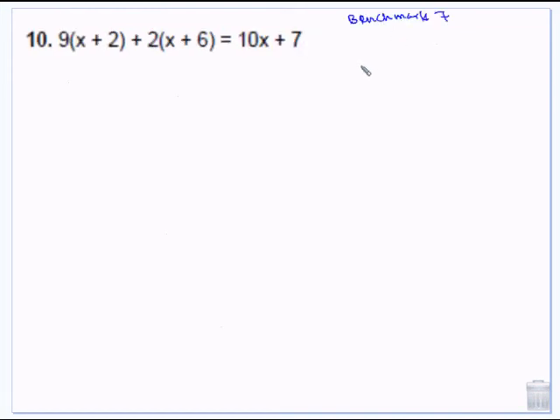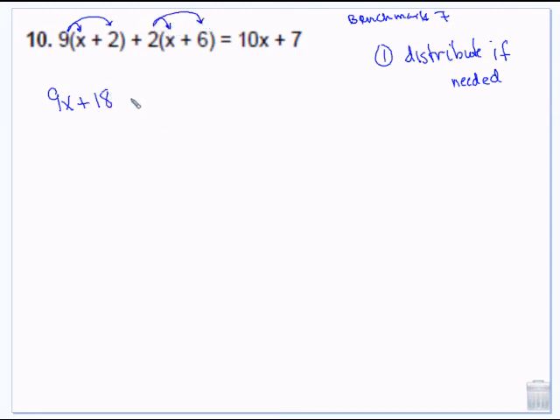If you have variables on both sides, what to do? So the first step is still going to be the same. We're going to distribute if needed. You know, sometimes you don't have to distribute, but if you do need to, you do that first. So 9 times x, 9 times 2, I get 9x plus 18. 2 times x, 2 times 6, so 2x plus 12. 10x and 7, I can't do anything, so that just stays 10x plus 7.